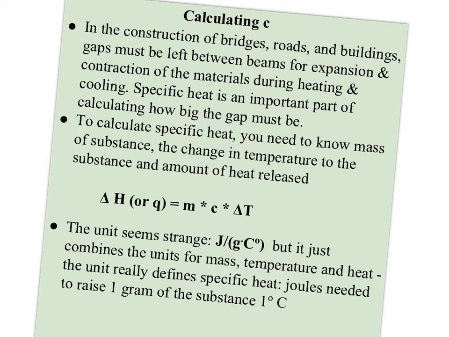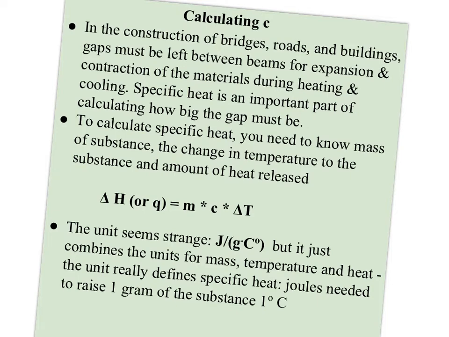So the unit for specific heat seems a little strange. It's joules per gram Celsius degrees because it just combines the unit for mass, temperature, and specific heat. And so the unit really defines specific heat for you. It's the joules needed to raise 1 gram of the substance 1 degree Celsius.